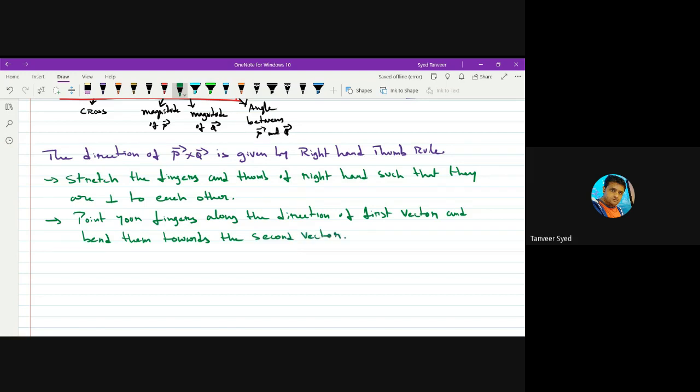Bend them towards the second vector. Then now the direction, now the thumb points in the direction of the vector product.